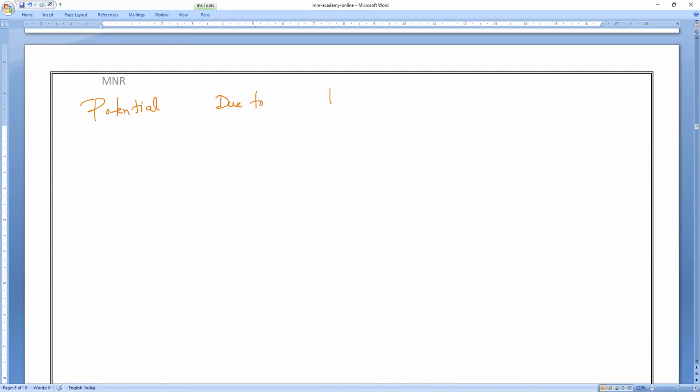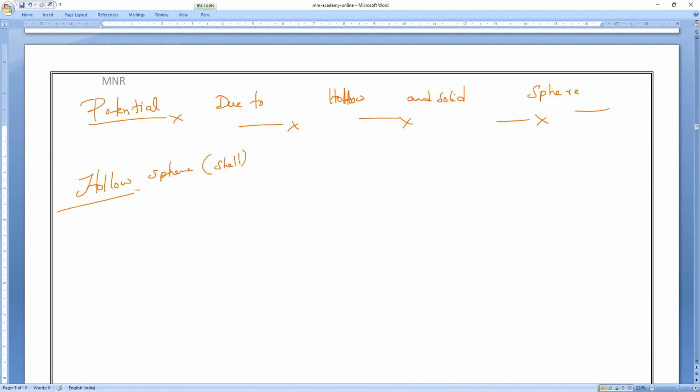So potential due to hollow and solid sphere. Are you there, Pradosh? Hollow and solid sphere. Okay. Suppose let me take now hollow sphere. So first, all of you refer to your notebooks. Hollow sphere also we can call something. What do we used to call, everybody?